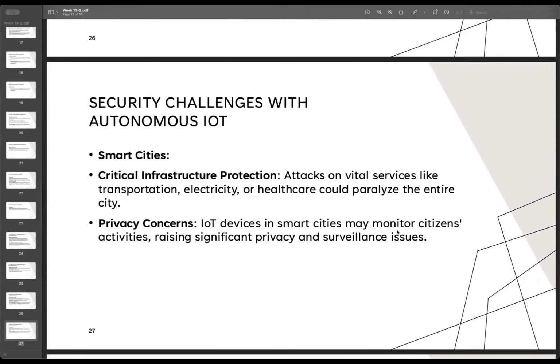And also in the smart city, thinking about the infrastructure, how can we protect it? Maybe some services including transportation, electricity, healthcare could be paralyzed across the entire city. So that's why we need to be careful. Also the privacy concern we need to think about, because they may monitor all the citizens, all the people's activities. So it may raise privacy or surveillance issues.